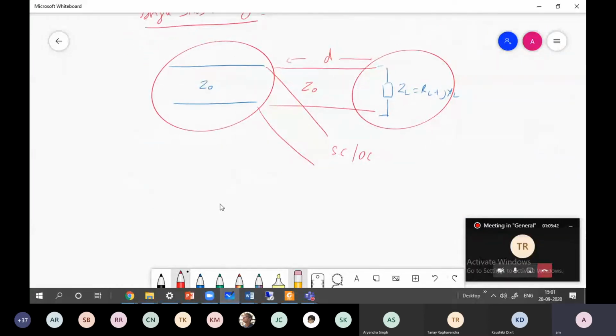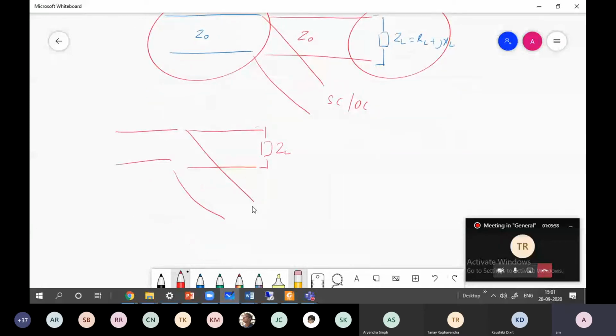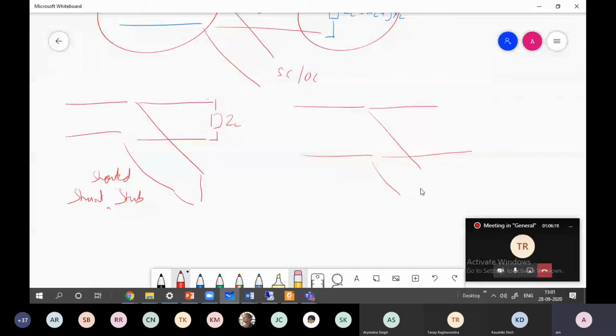One at a connection. So the possibilities I will draw. This is the first possibility. You will have ZL, that is the shunt load. This is a shunt stub, that is a shunt shorted stub. Another is a shunt open circuit stub. It will be open circuit.